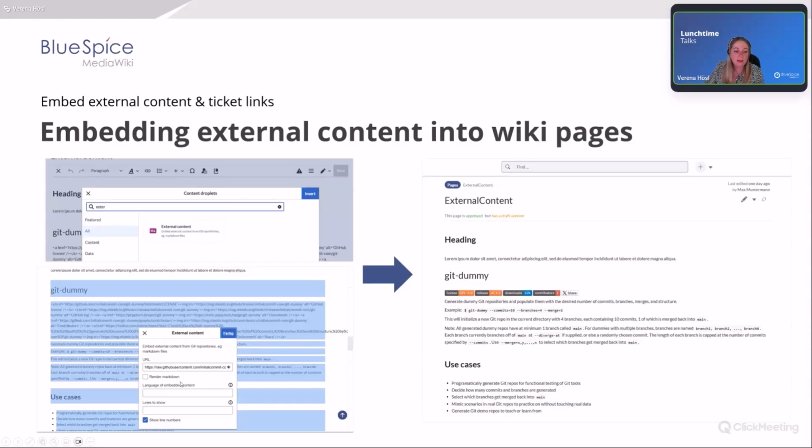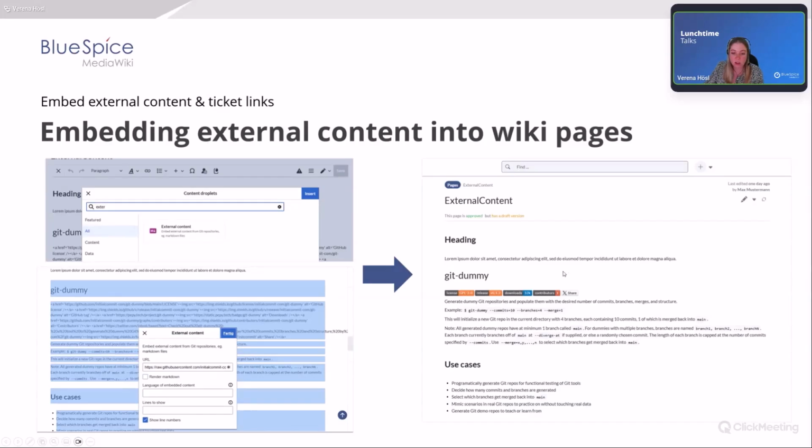You just need to insert the droplet, and you get this little inspector and you can define the URL to the repo. There are several other settings you can choose if you would like to. And if you click on done, the content from this repo is inserted, and after saving the page, it is displayed as normal page content, I would say.